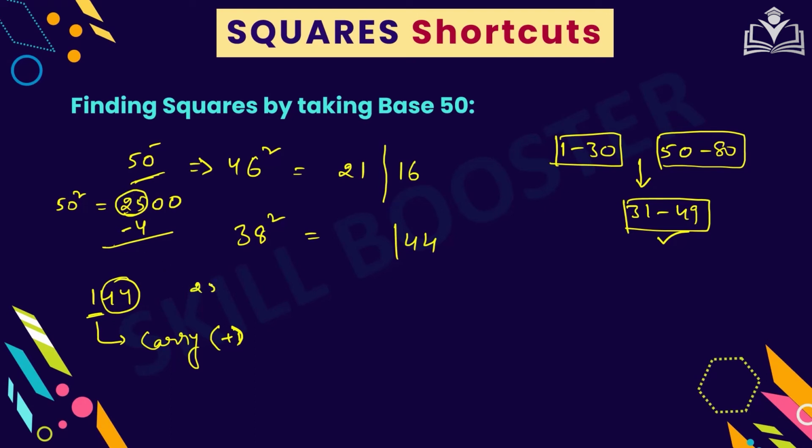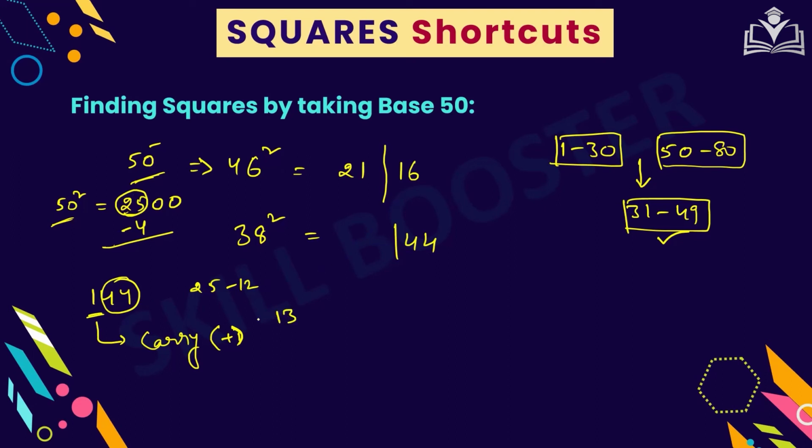We need to subtract 12. Why? Because this 38 is 12 less as compared with 50. 25 minus 12, which is equal to 13. But you should not write 13 directly here.